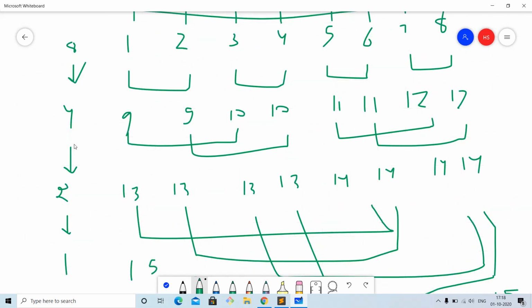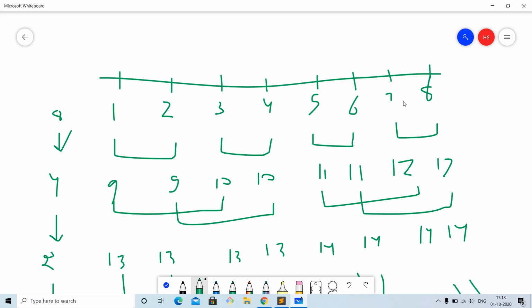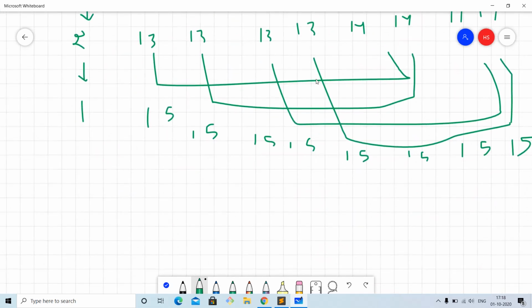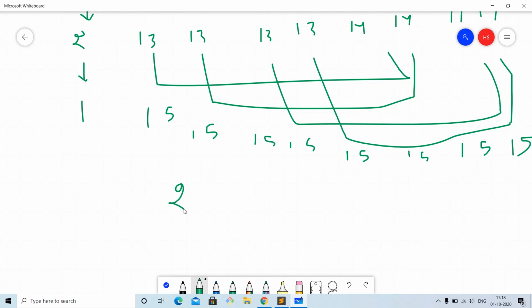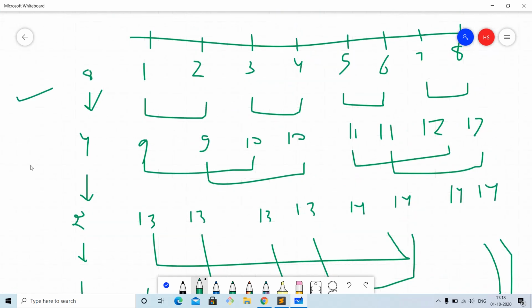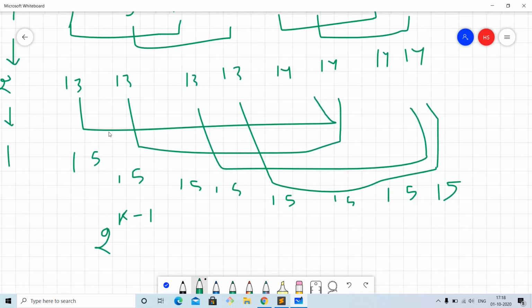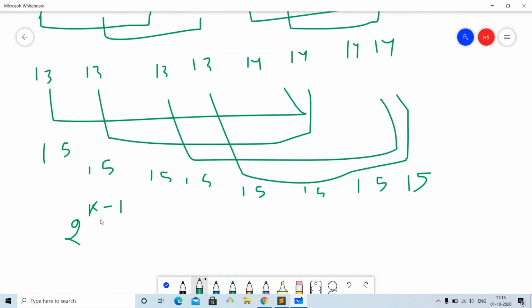From 8 to 4, 4 to 2, 2 to 1, so we need around 4 steps, and 4 corresponds to the division of this number n. If n is 2 to the power k, we need around 2 to the power k minus 1 such steps. This is one step, this is another step, this is another step, and this is another step. So we need 4 steps to convert 8 different numbers to only one number. For 2 to the power k different numbers, we need 2 to the power k minus 1 steps.